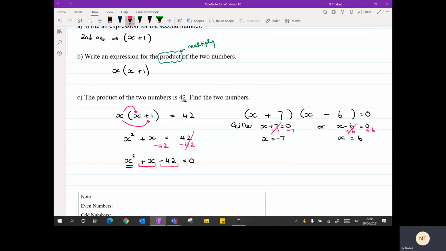So here are my two numbers. If the first number x is minus 7, the next number is x plus 1, which is minus 6. So here are the two possible numbers. If the first number is 6, the next number up is 7. So that's the combination of the two numbers that multiply to give us 42.